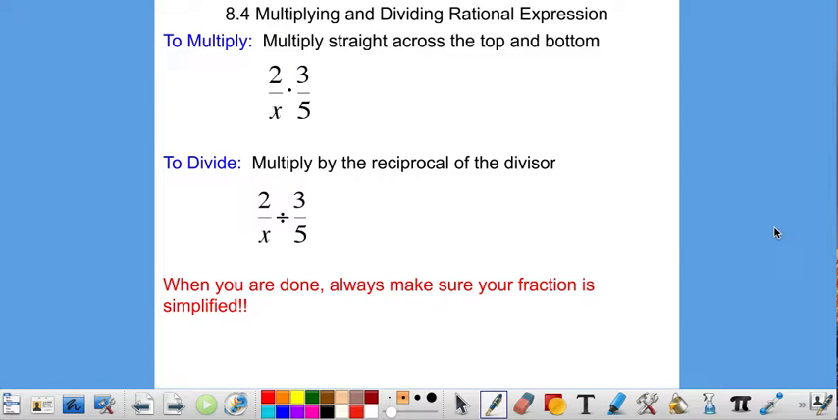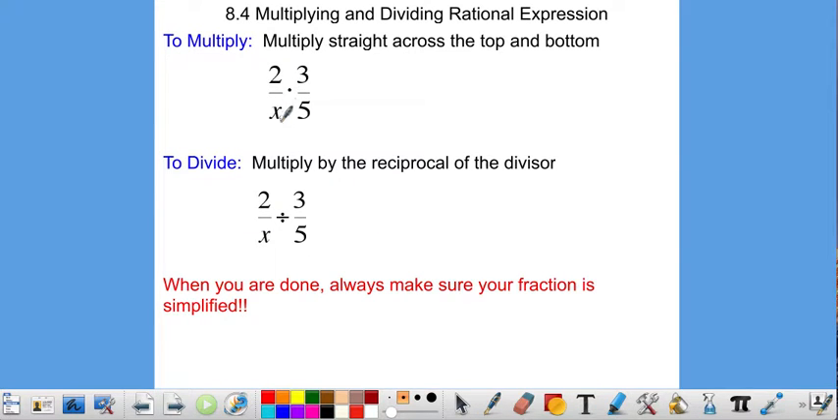So in 8.4, we're going to look at multiplying and dividing rational expressions. And rational expressions are basically just expressions that are fractions. So rational meaning you can write it as a fraction. So we're going to start this idea with just playing with fractions, something we're pretty familiar with.